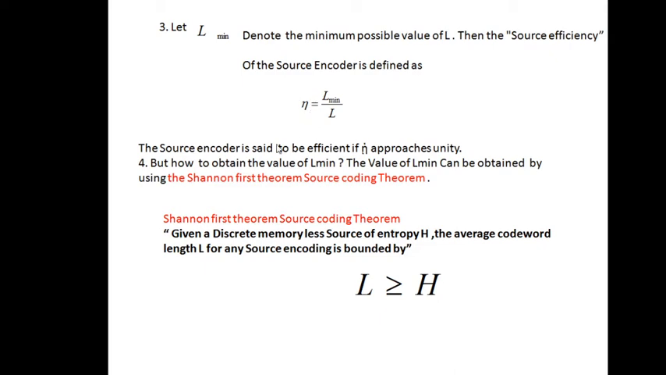The source coder should be efficient, so the efficiency must approach unity. To make the source encoder very efficient, we require the efficiency of the source encoder, eta, to be equal to 1. That is very important. But how to obtain L minimum? That can be explained by Claude Shannon's information theory, the source coding theorem.